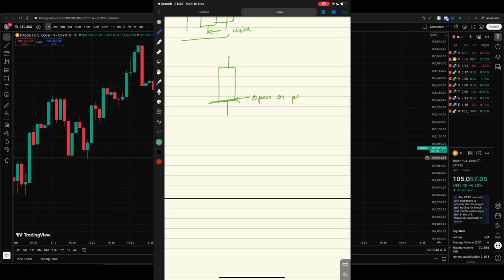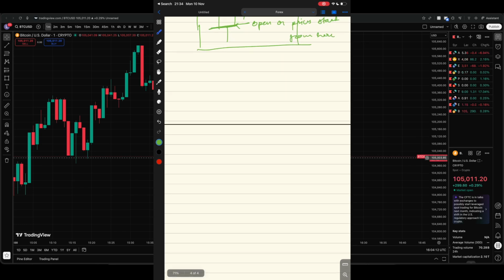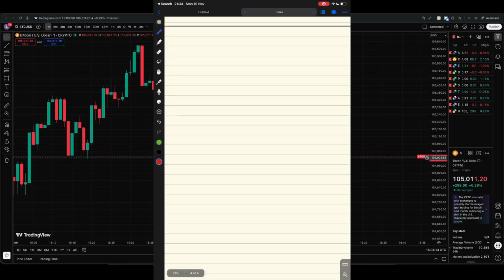In the green candle, this part is called the opening, or we can say the price starts from here and it went up to here, but it fell a little bit, and now its price is here and the price is closed. So this is called the closing. This is what a green candle tells us.